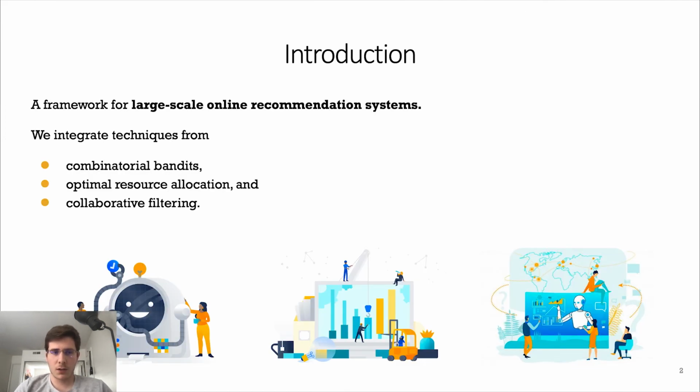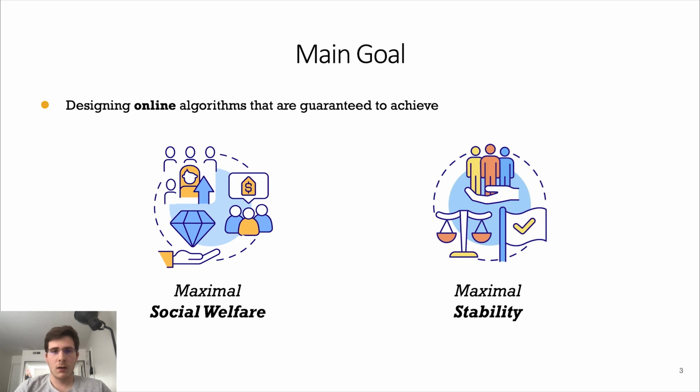Our goal in this project is to develop a framework for large-scale online recommendation systems, and here we integrate techniques from combinatorial bandits, optimal resource allocation, and collaborative filtering. Our main goal here will be to design an online algorithm that is guaranteed to achieve maximal social welfare on one hand, while also achieving maximal stability in the market.